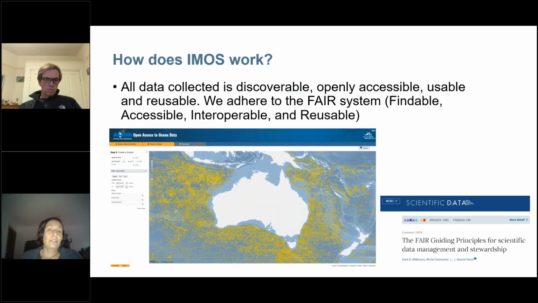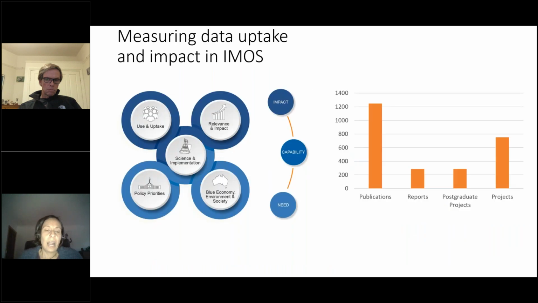And we adhere to the FAIR system, which is basically our data and metadata is findable, accessible, interoperable, and reusable. And I'm not going to dwell on this and give more details about that, but I just added a little snapshot of the paper, if you're interested in digging a little bit more about these FAIR guiding principles, you can find them in this paper.